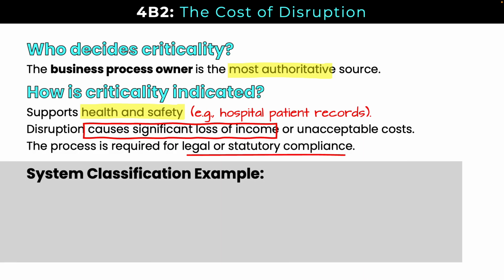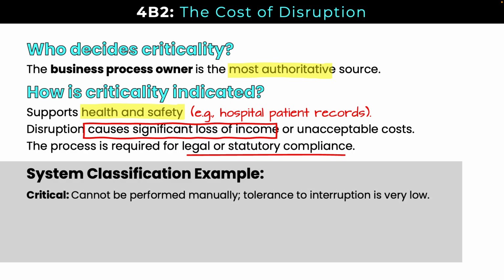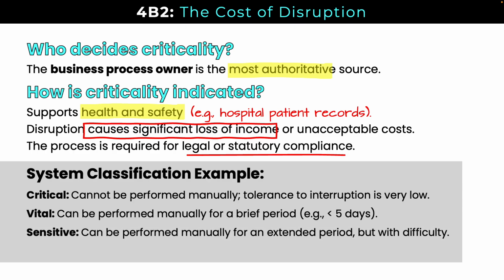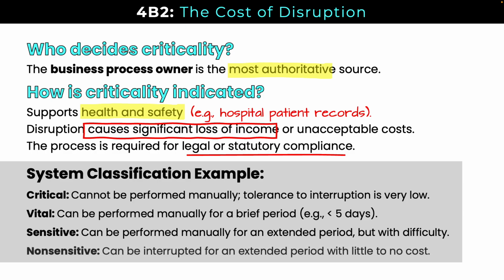Some examples of system classification. Critical means it cannot be performed manually. So that system performs a function that cannot be replaced with manual effort, so the tolerance to interruption is going to be very low. Vital, in this case, the process can be performed manually for a brief period, say for a certain number of days. Sensitive, the process can be performed manually for an extended period, but with difficulty. And then a non-sensitive system would be one that can be interrupted for an extended period with little to no cost.